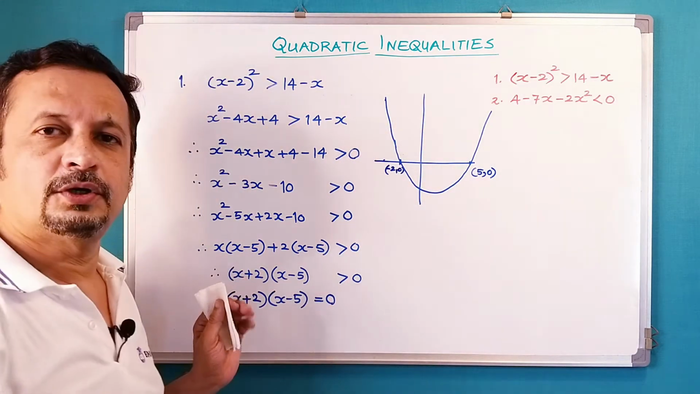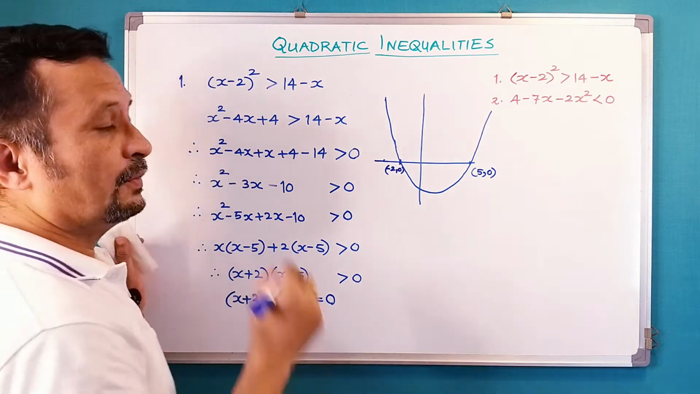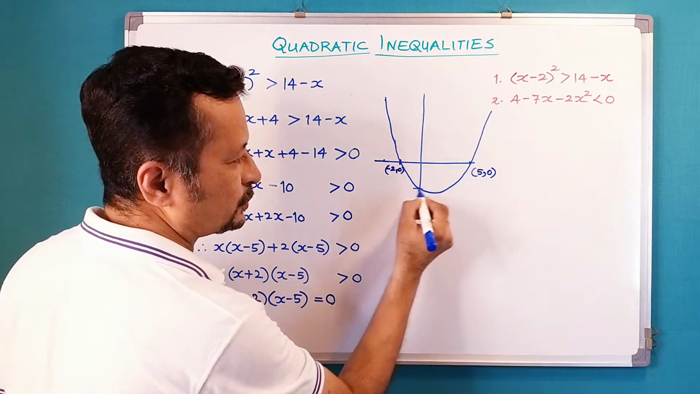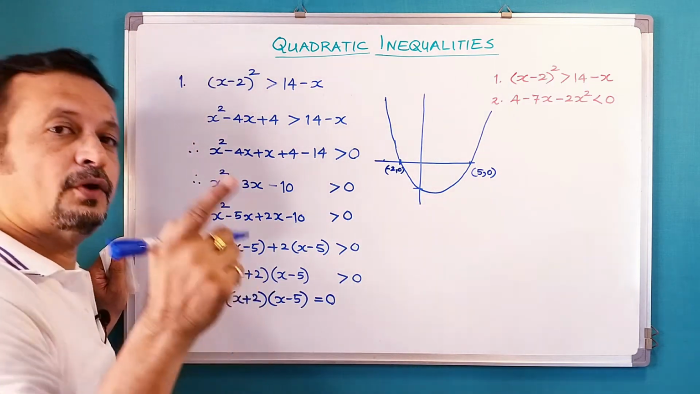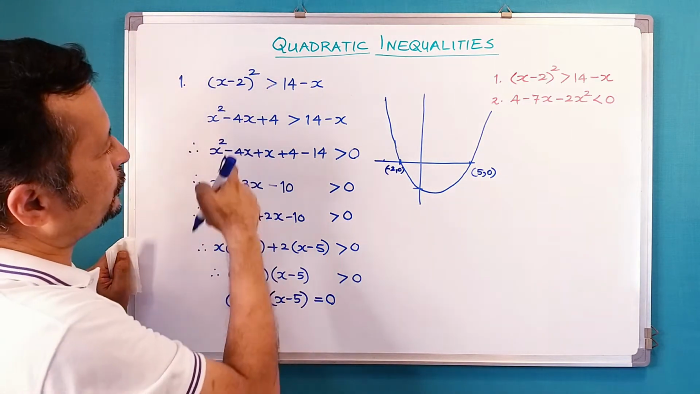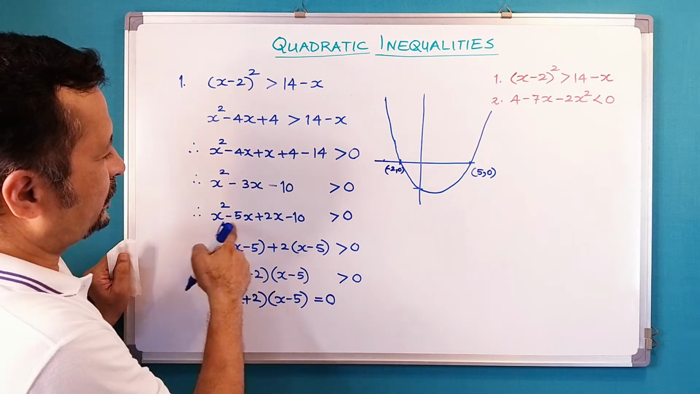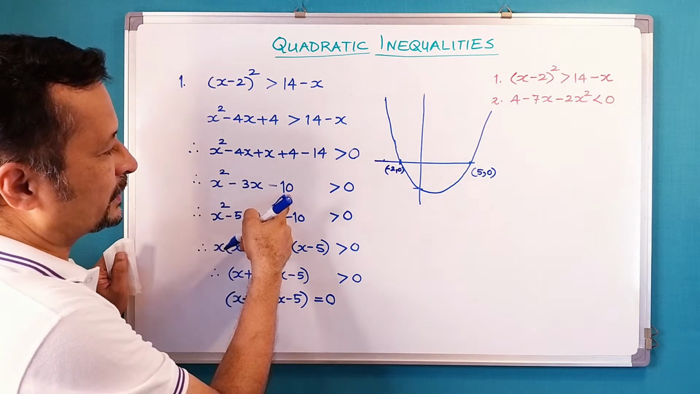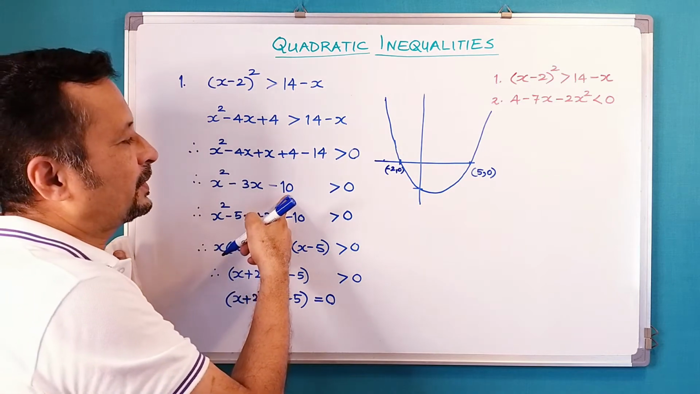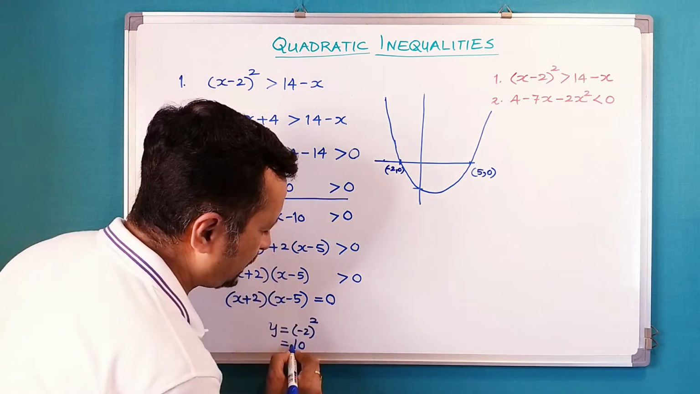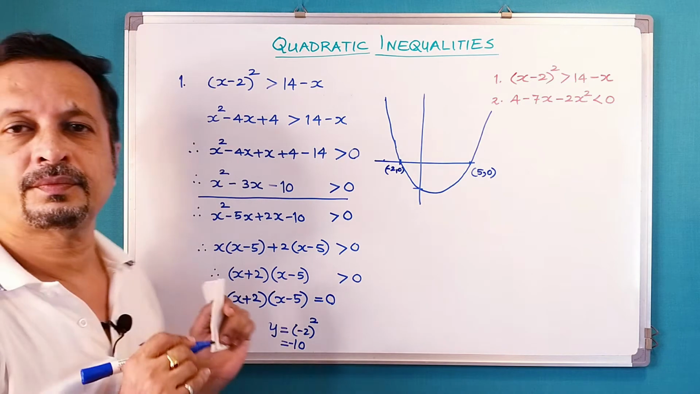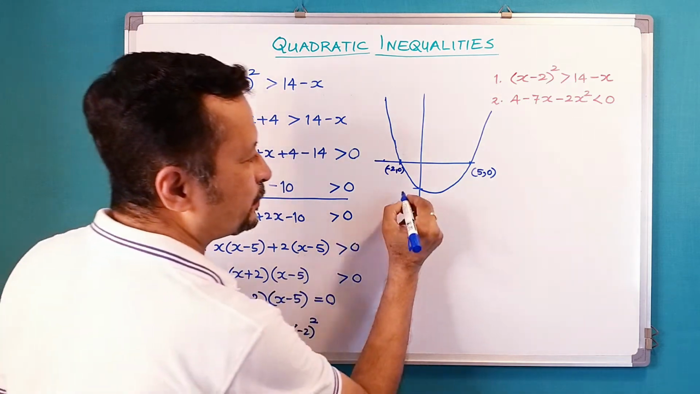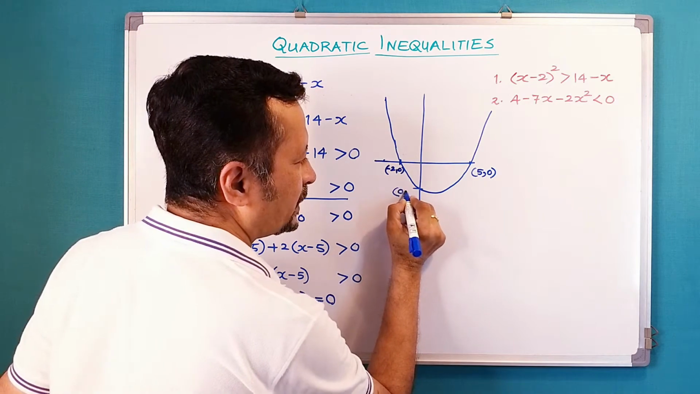The curve would look like this. Where does the curve cut the y-axis? It cuts the y-axis over here, and so for that I will put x equal to 0. In this expression, if I put x equal to 0, then y will be equal to -10. So this point is (0, -10).